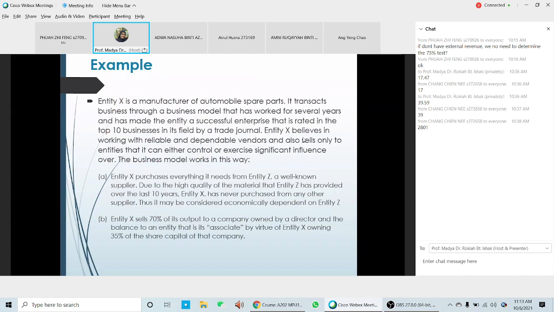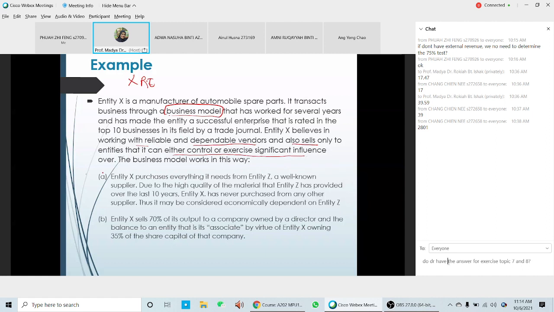For these examples, X is a manufacturer of automobile spare parts. X here is a reporting entity. It runs its business through a business model that has worked for several years. It is believed to be working because X uses a reliable and dependable vendor, and also sells only to entities that it can either control or exercise significant influence over. So they only buy from a dependable vendor and also sell to companies over which they have control or exercise significant influence. So this is the business model used by X.